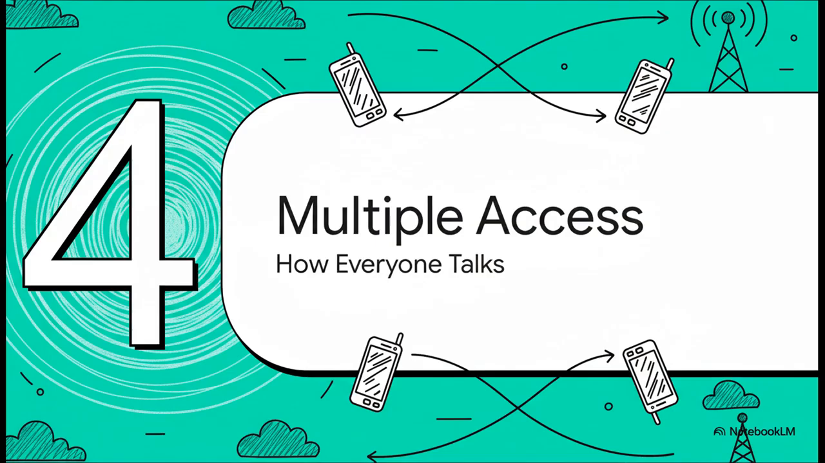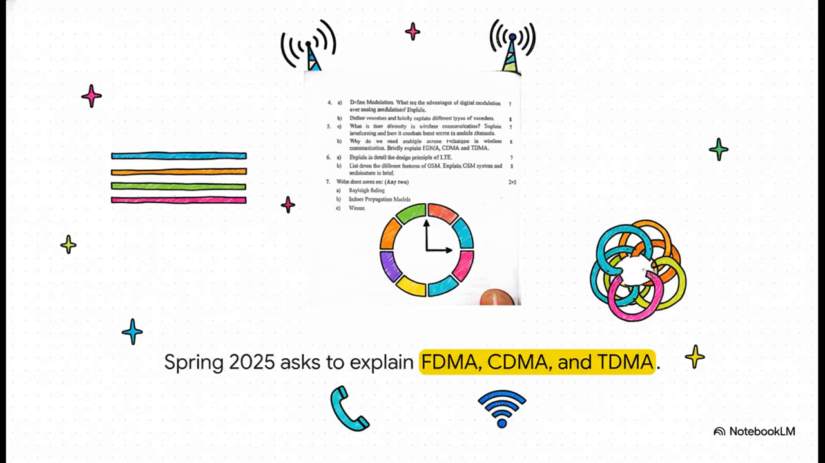Think about this. We have a very limited amount of radio spectrum, but millions and millions of users who all want to talk and use data at the same time. So how on earth does that work without it all turning into a garbled mess? The answer, my friends, is multiple access. And you better believe the exam is going to ask about this.